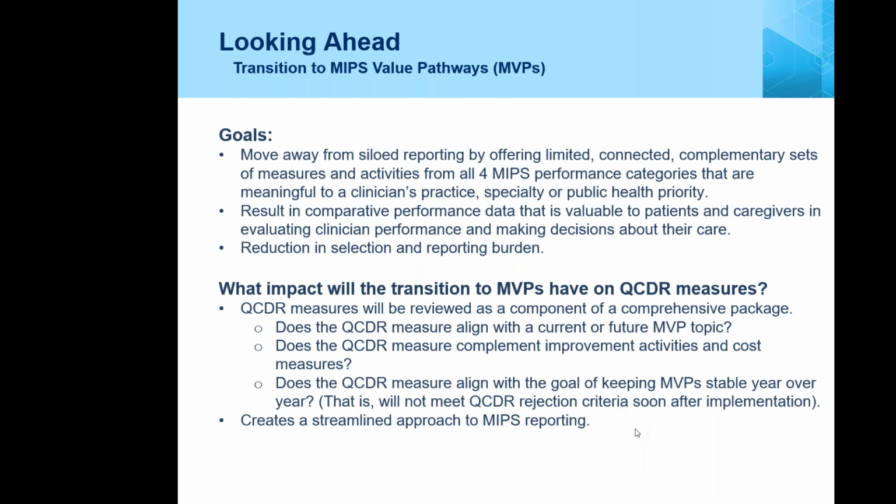For example, we would not want an extremely high performing QCDR measure that is topped out, because then it would not be able to be stable year over year, such as not meeting the rejection criteria soon after it was implemented. This impact will hopefully also create a streamlined approach to MIPS reporting.